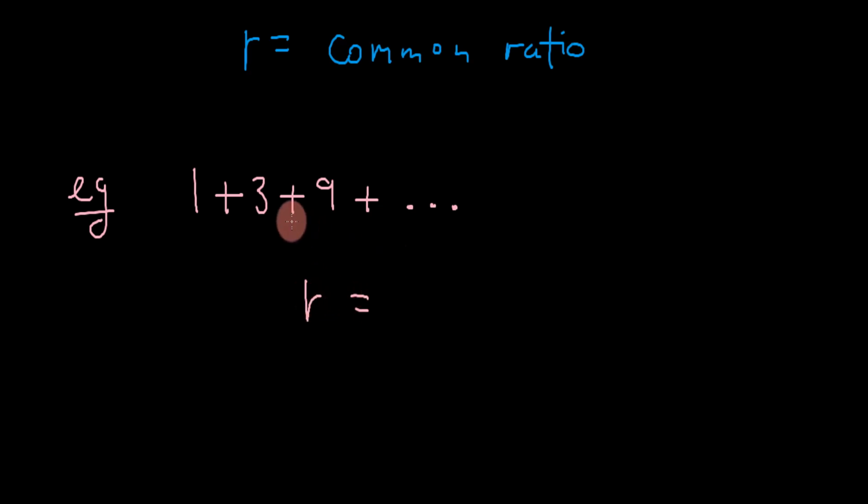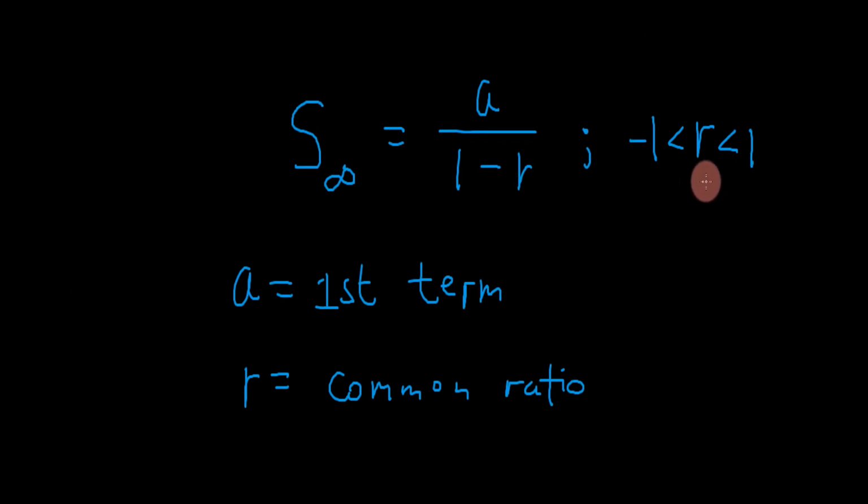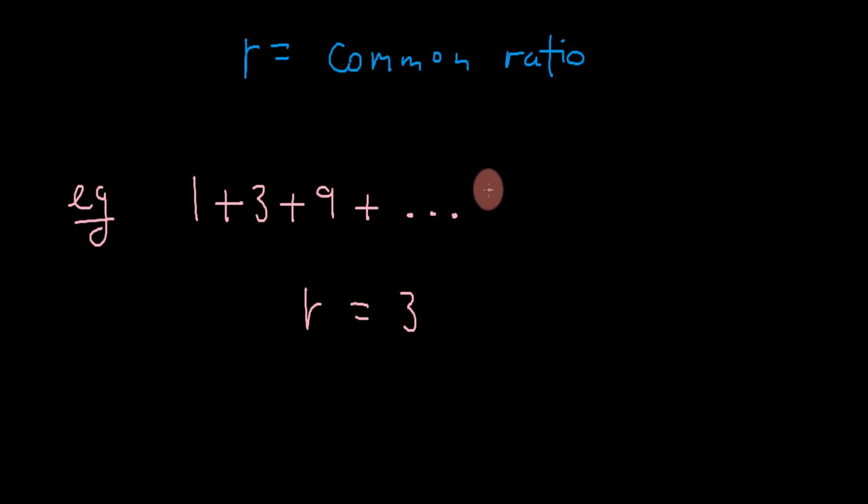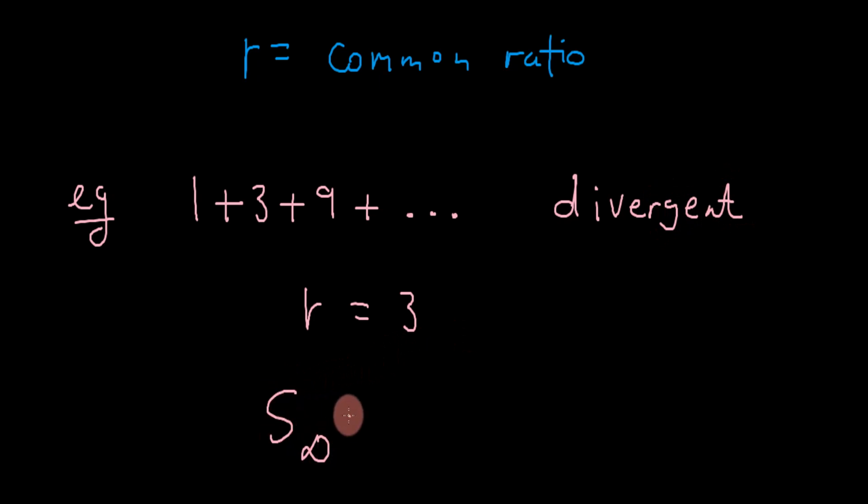So r in this case, we can get by taking term 2 divided by term 1, and that, of course, is 3. Now, 3 doesn't lie in this interval. It lies outside this interval. So this series will be divergent. And immediately we'll be able to write down the sum to infinity. We know that for a divergent series, the sum to infinity is equal to infinity.